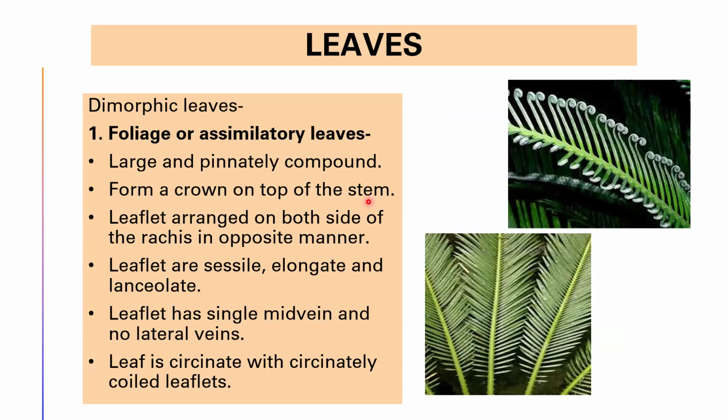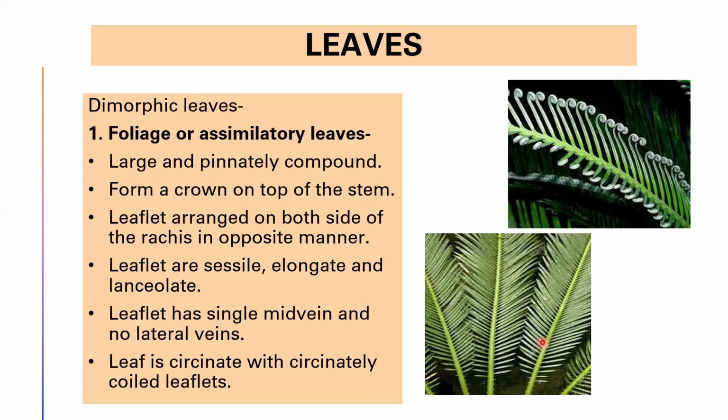First, foliage or assimilatory leaves. Why are we calling them assimilatory? Because of the presence of chlorophyll, they are green in nature and responsible for making and storing food. So these are called assimilatory leaves. These are large pinnately compound leaves and they form a crown at the top of the stem.